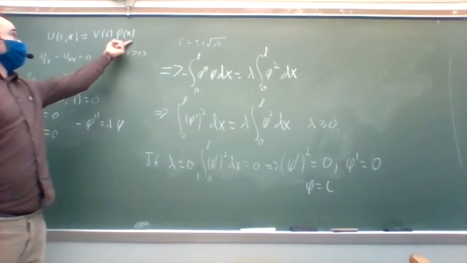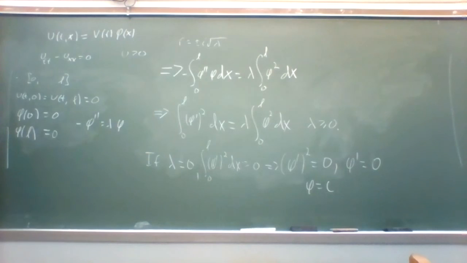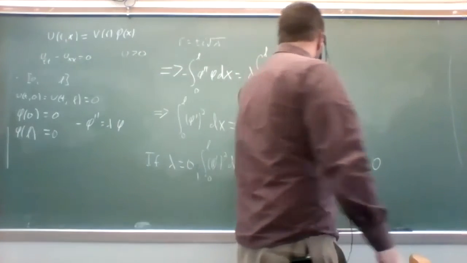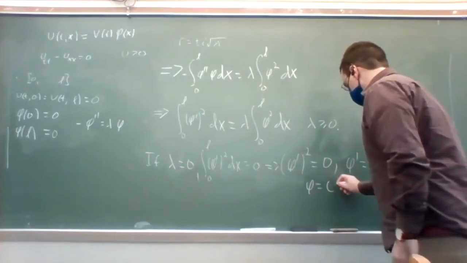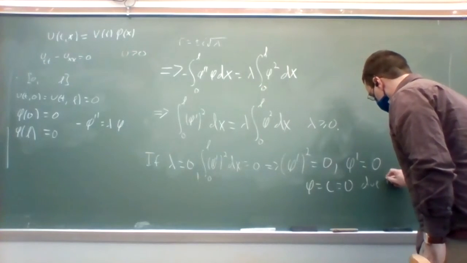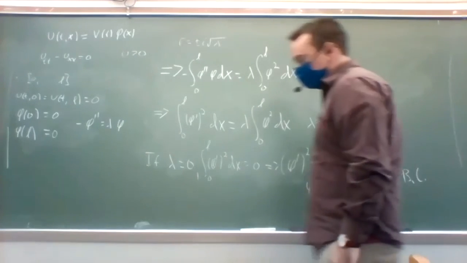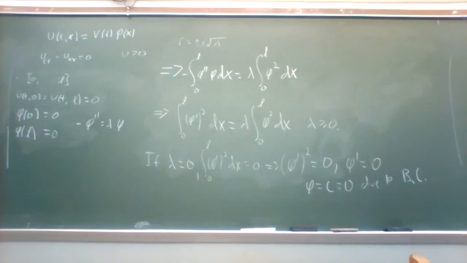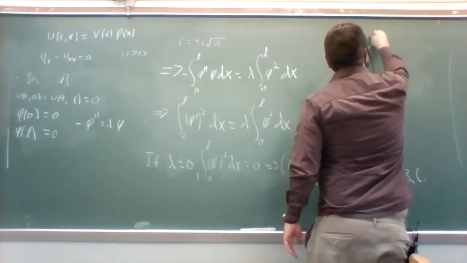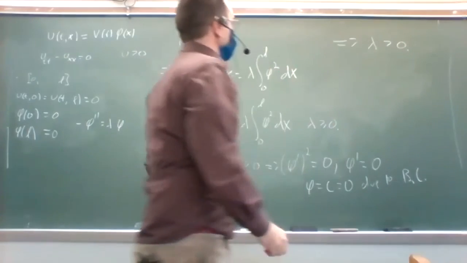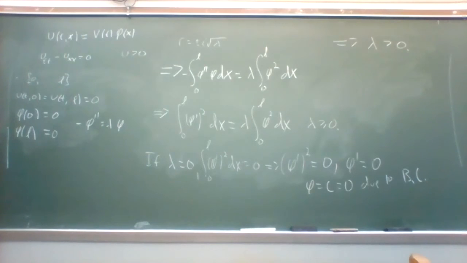Well, it tells you that this part would have to be constant. But which constant is it? Remember, your boundary values are telling you that you have to be 0 on the boundary. So it would have to be 0 due to the boundary conditions. But again, eigenfunctions can't be 0. Otherwise, by definition, they're not eigenfunctions. And so therefore, it must be true that lambda is positive.